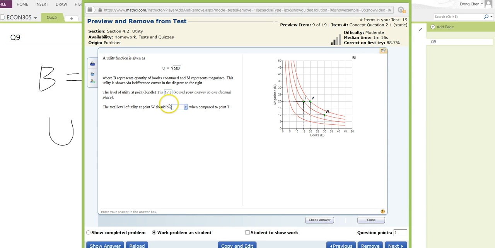And then that's the first question. The second question, the total level of utility at the point W should be. We have three choices: greater, smaller, the same. But notice that W is actually on the same indifference curve as point T. So that means the level of utility should be the same as point T. And then check my answer. Your input is correct. Alright, so that's it for this question.